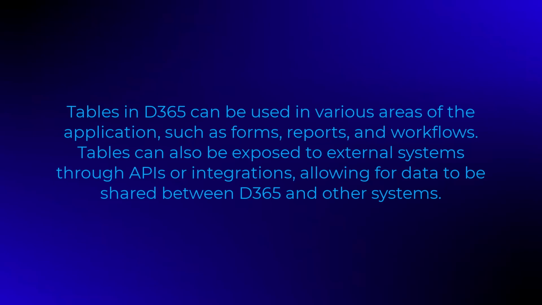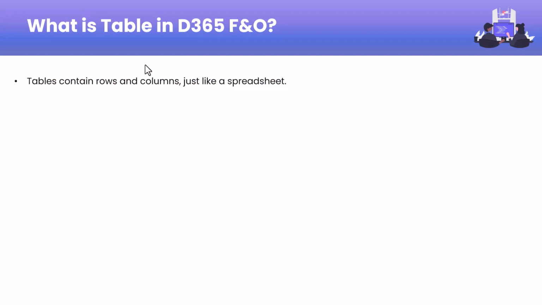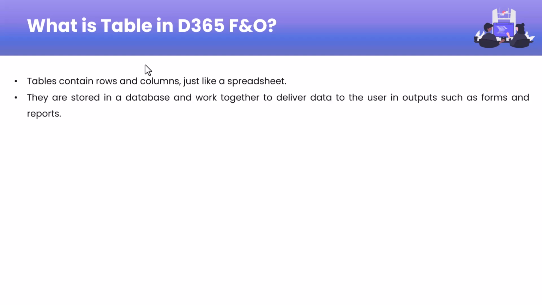Tables can also be exposed to external systems through an API or integration, and it allows data to be shared between the Dynamics 365 FO application and other systems which are not part of the D365 platform. It is the outside system or the external system. I hope you now understood the point that a table contains rows and columns just like a spreadsheet. Now we'll move to the second point, that they are stored in a database and work together to deliver data to the user in outputs such as forms and reports.